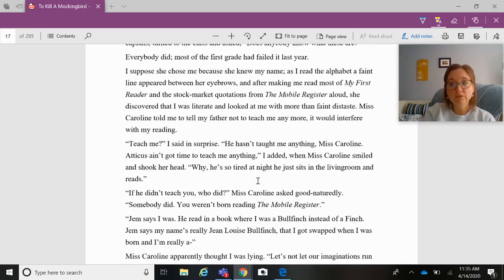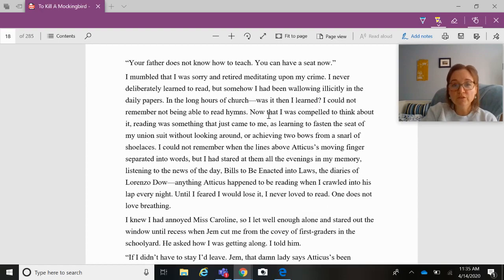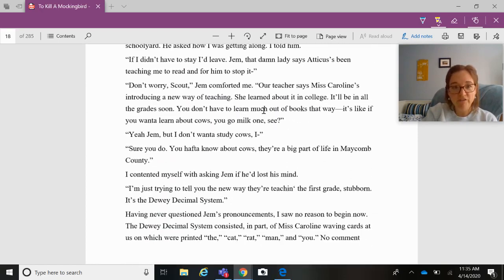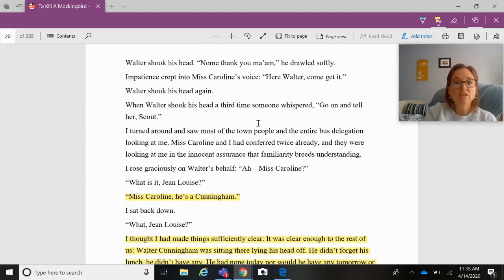And she's really bewildered because her teacher, Miss Caroline, expects to be able to teach her how to read and write, and Scout already knows how to do a lot of these things. So, her first interactions with Miss Caroline are challenging for her. But it gets particularly contentious when she has that interaction with Miss Caroline about Walter Cunningham.